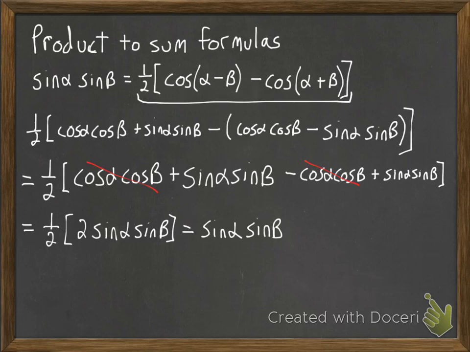And that's just an example of really, again, how quick and easy it is to actually prove one of these identities if you know the angle sum and difference identities for the cosine.